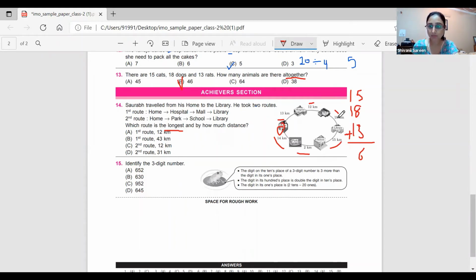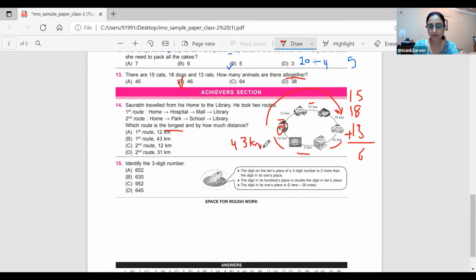8, we are adding all the ones digits. 8 plus 2 is 10. 10 plus 3 is 13. So 3 is the ones digit. Now let's add the tens digit. 1 plus 1 is 2. 2 plus 1 is 3, plus the carry over. So the total distance from here to here is 43 kilometers.